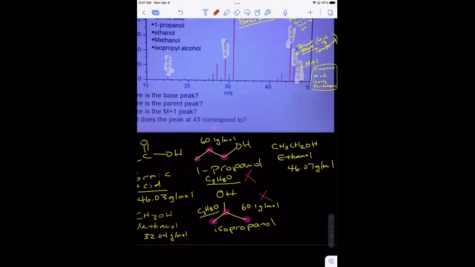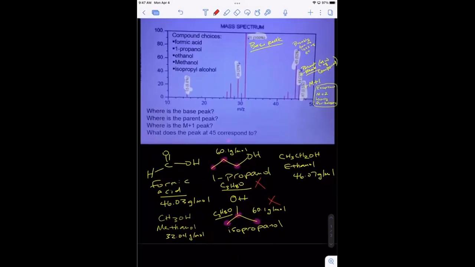What should it be? Think about what we just said. The parent peak in this spectrum is at 46 because that's the molecular weight of the compound. If isopropanol has a molecular weight of 60, what would the parent peak be? 60, exactly. It should be 60. But do you see a peak at 60 on the spectrum anywhere? No. It doesn't exist. So that tells us 1-propanol and isopropanol cannot be represented by this spectrum. Neither one, because if they were, the parent would be at 60, not 46.